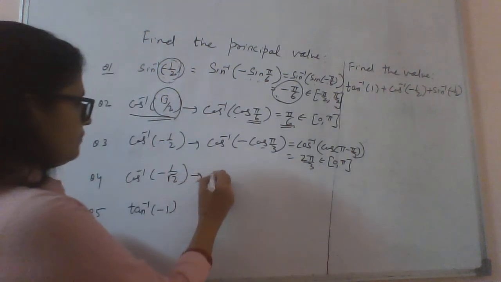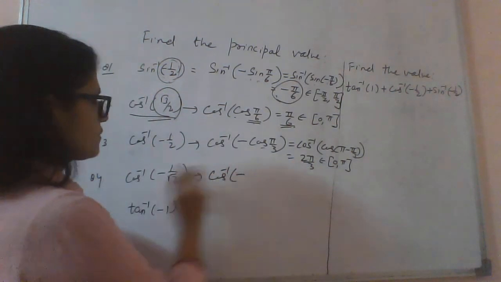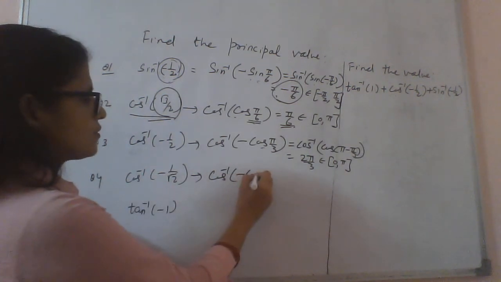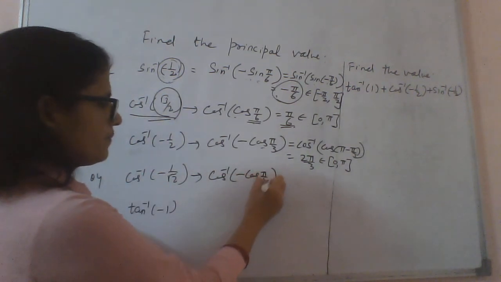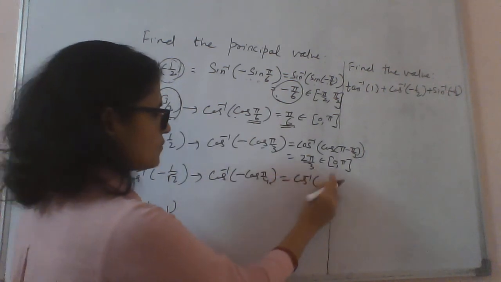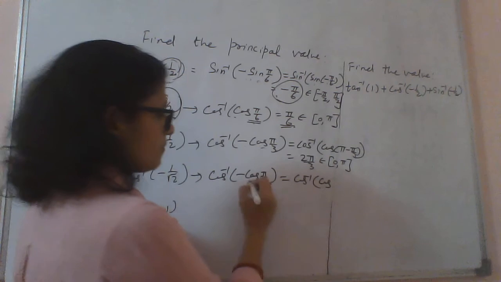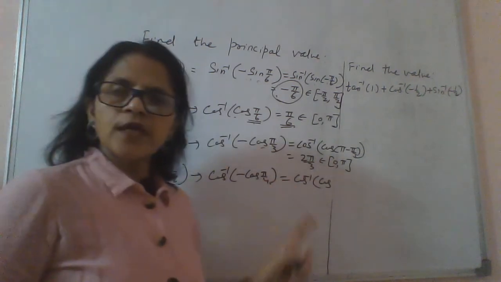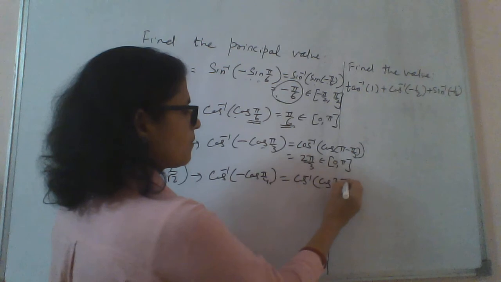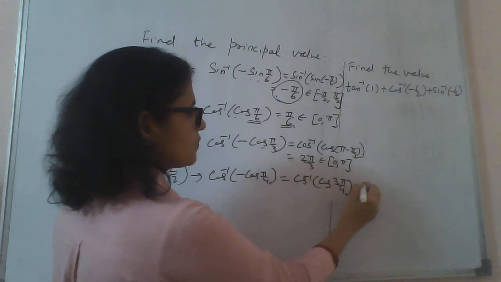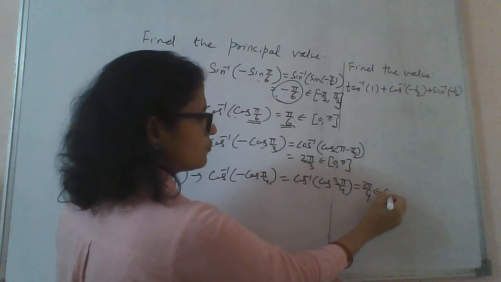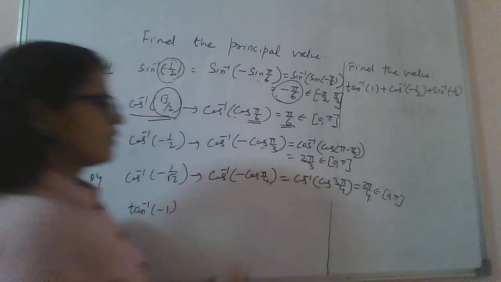Next one is cos inverse minus 1 by root 2. So it's minus of cos pi by 4. Again a similar question. Cos inverse of minus cos theta equals cos inverse of cos pi minus theta. So it is 3 pi by 4, which means you are getting 3 pi by 4 here, which belongs to the interval 0 to pi.